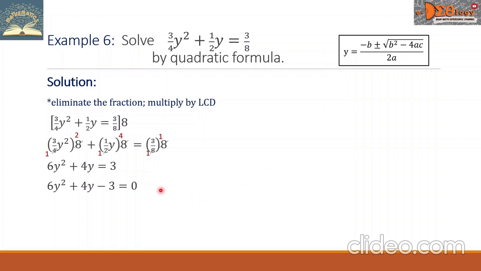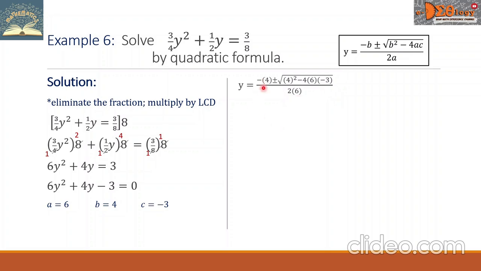Let us now collect the values of a, b, and c respectively. A is the coefficient of y², so we write here 6. B is the coefficient of y, so we write here 4. C is the constant, negative 3. We substitute these values in our formula. So we have y equals the negative of 4 plus or minus the big square root of 4² minus 4 times 6 times negative 3, all over 2 times 6.